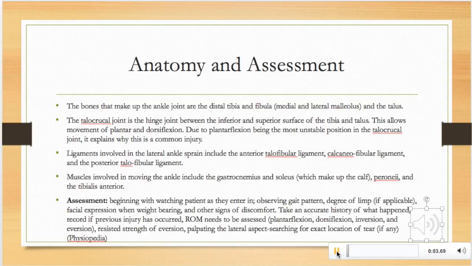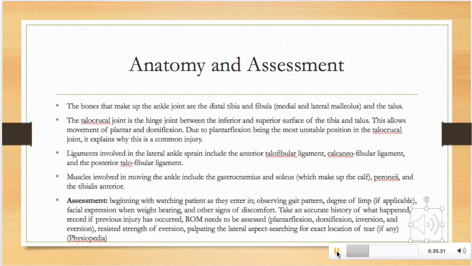The bones that make up the ankle joint are the distal tibia and fibula and the medial and lateral malleolus, respectively, along with the talus. The joint is called the talocrural joint. It's a hinge joint between the inferior and superior surface of the tibia and the talus. This joint allows for plantar flexion and dorsiflexion. Because plantar flexion is the most unstable position within this joint, it explains why it is such a common injury to have a lateral ankle sprain within the plantar flexion.